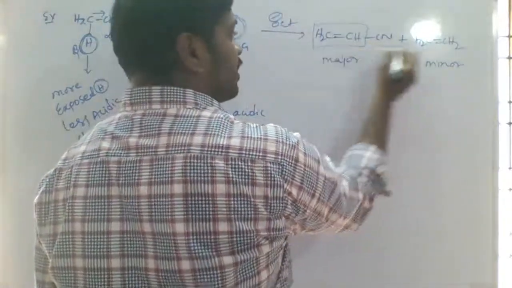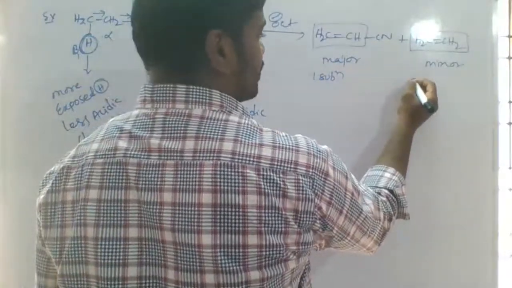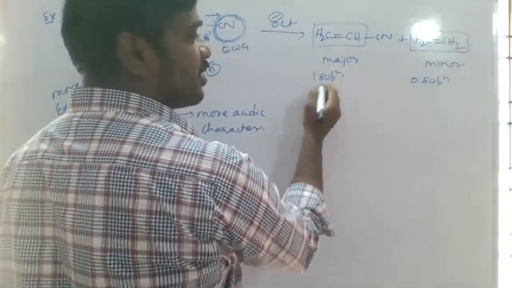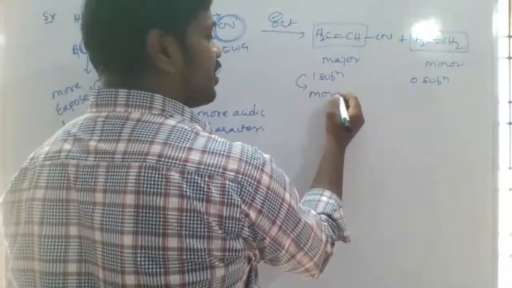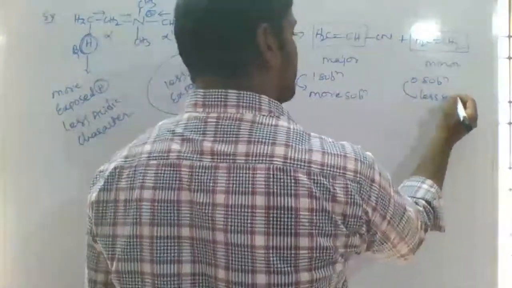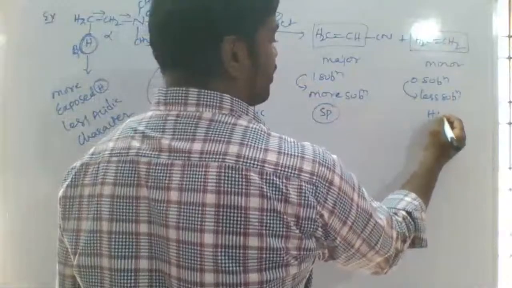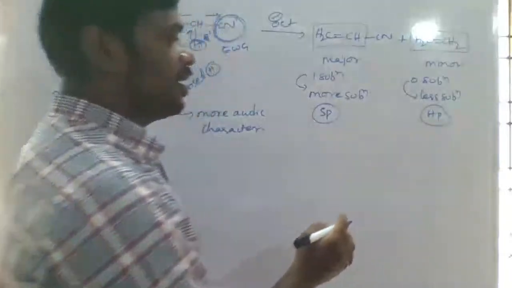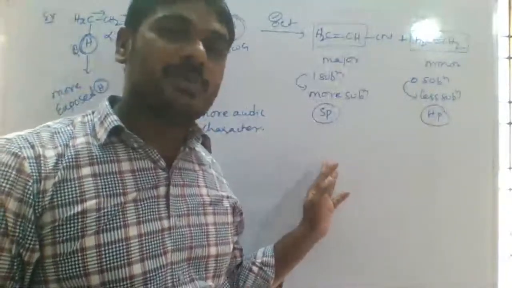So what is there? Here one substitution is there, here zero substitution. The product with more substitution is the major, termed the more substituted compound. Zero substitution means the less substituted compound. The more substituted product is the Saytzeff product, and the less substituted is the Hofmann product. Which is the major? Here the Saytzeff product is major and the Hofmann product is minor. Therefore, this is an exception to the Hofmann rule.